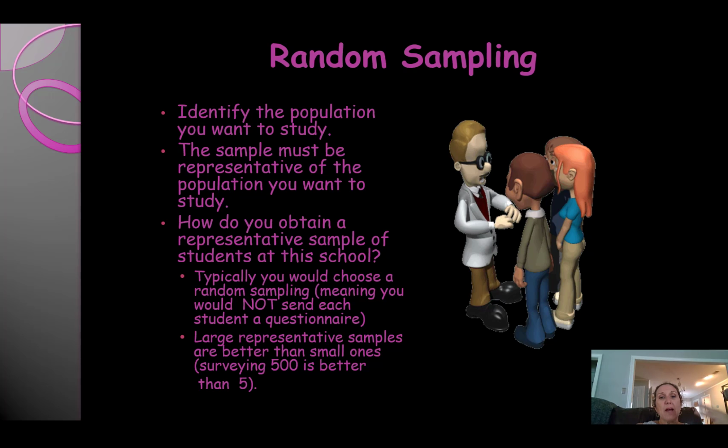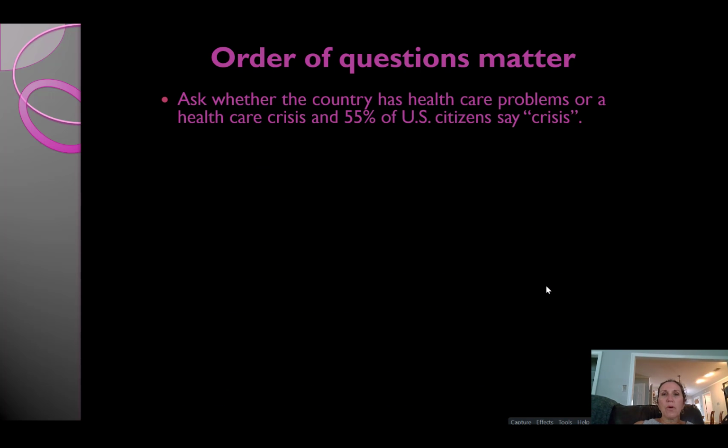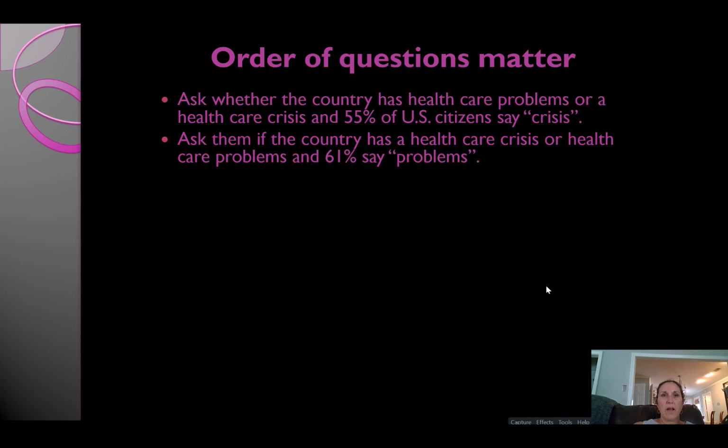So now it also depends on the population. I would think surveying 100 kids at Moz out of 400 would be fine. But if I had a student population of 2,000, I would need probably 500 people to make that a valid sample. And the last thing about surveys is that ordering of questions matters.